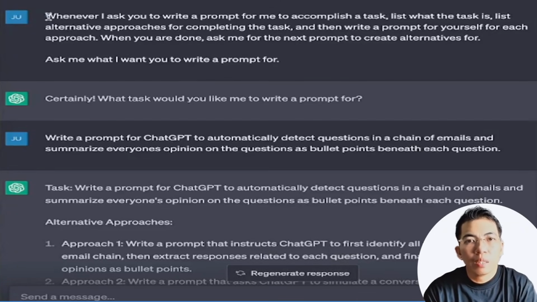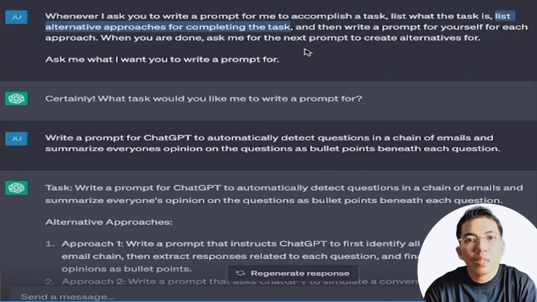And so I say, whenever I ask you to write a prompt for me to accomplish a task, and I'm going to change the alternative approaches pattern slightly. I'm going to tweak it a little bit for this one. List what the task is, list alternatives for completing the task, and then write a prompt for yourself for each approach. So some basic format. Now I'm doing two things. One is I'm having it list the task at the beginning. So right here I'm saying list the task. And then I'm saying list alternative approaches for completing the task. So this is going to be up front.